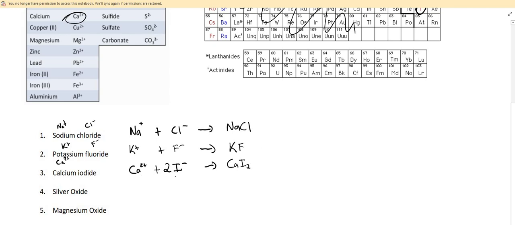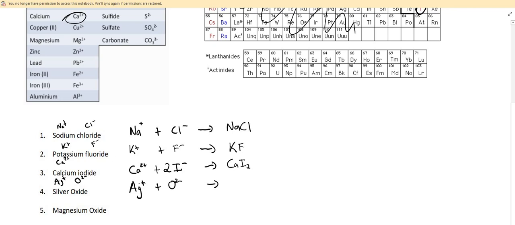All right, let's try another example. So silver oxide. So silver is Ag+ from the table. Oxide is O2-. So we're going to write them out. Ag+ plus O2-. So again, we check our charges. We've got 1 positive charge here, and we've got 2 negatives here. So we haven't got enough positives. How many do we need to balance it out?